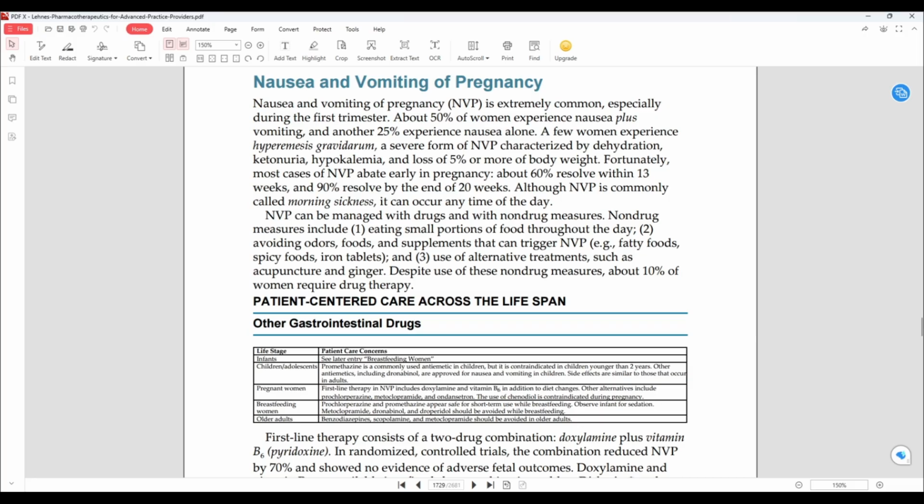NVP can be managed with drugs and with non-drug measures. Non-drug measures include eating small portions of food throughout the day, avoiding odors, foods, and supplements that could trigger NVP, such as fatty foods, spicy foods, or iron tablets, and the use of alternative treatments, such as acupuncture and ginger. Despite use of these non-drug measures, about 10% of women still require drug therapy.